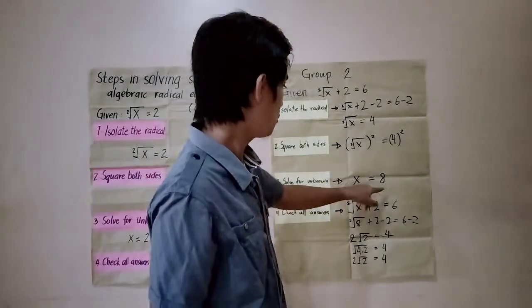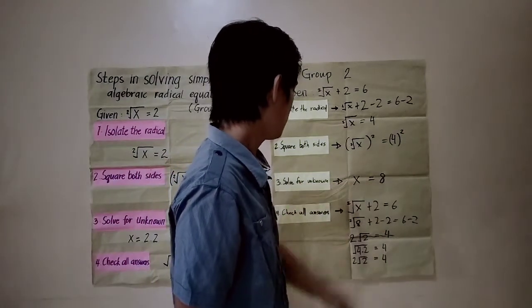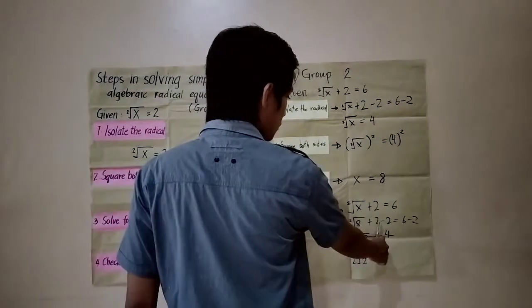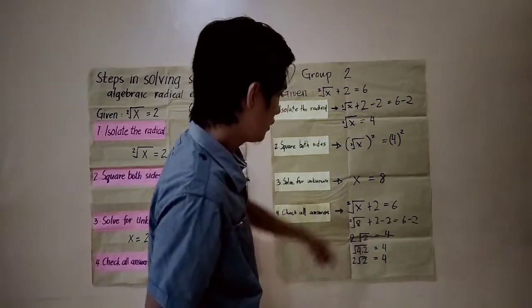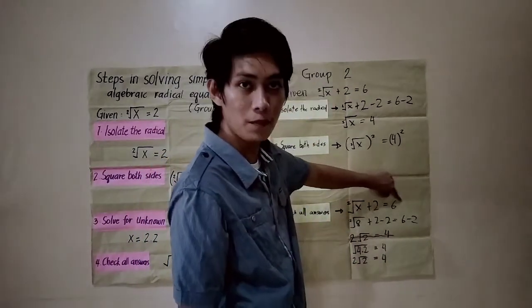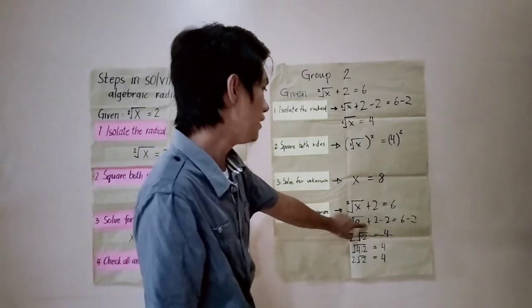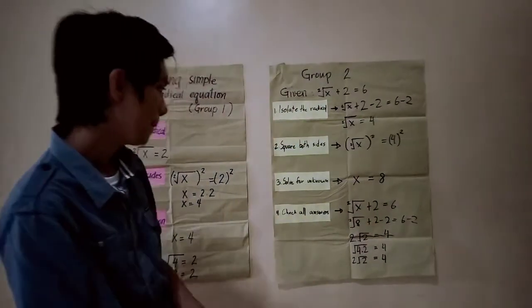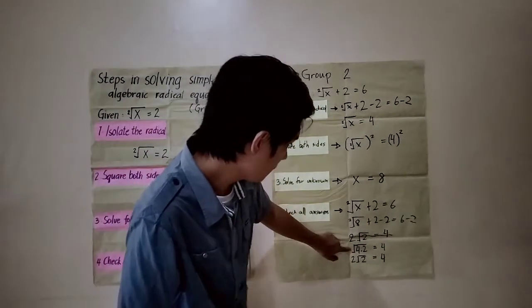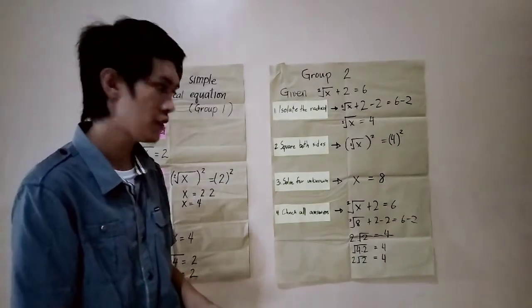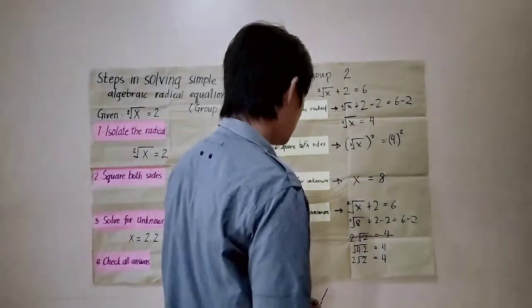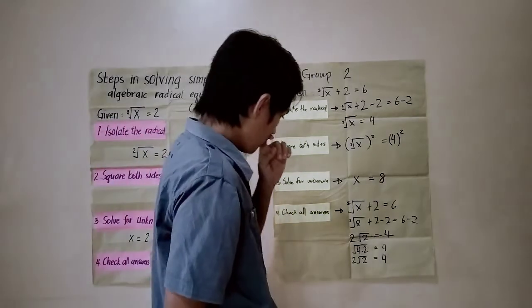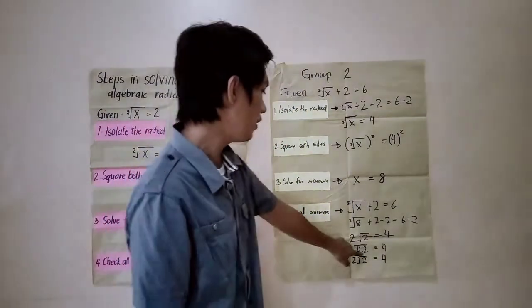So they substitute in the given. If x is equal to 8, so what happened is square root of 8 plus 2 equals 6. So they transfer the 2 to the other side, so they subtract both sides by 2. So square root of 8 plus 2 minus 2 is equal to 6 minus 2. Here in this step, since 8 is not a perfect square, they factored square root of 8. They found a perfect square, which is 4 times 2 equals 8.